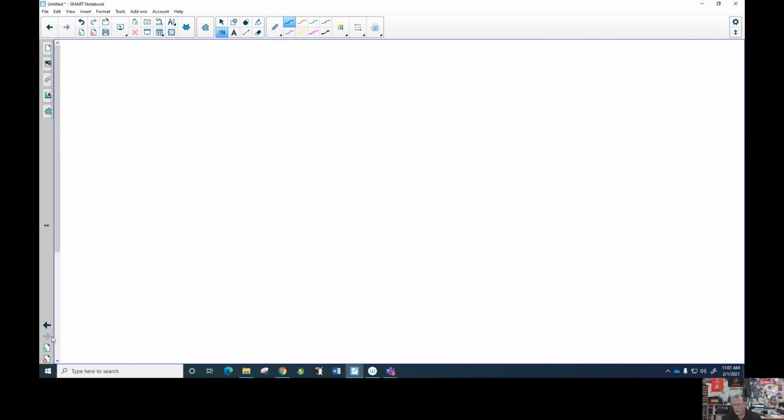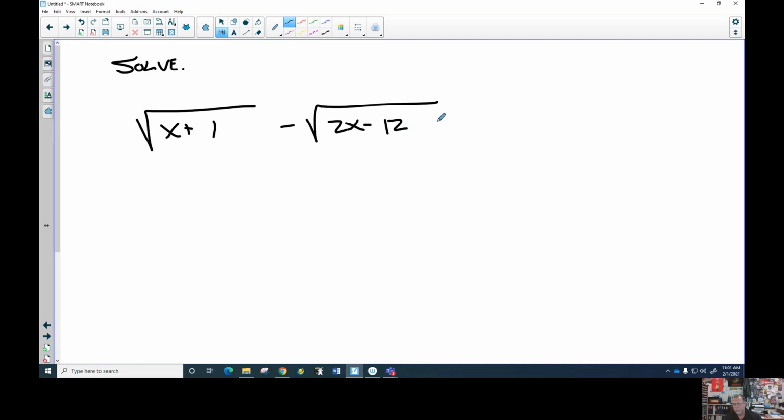Let's do one more. Let's get a little more difficult here. Let's ramp it up a little bit. Let's see. We got the square root of x plus 1 minus the square root of 2x minus 12 equals 1. Now, this one, obviously, we got a different problem here. We got something that has two radicals.